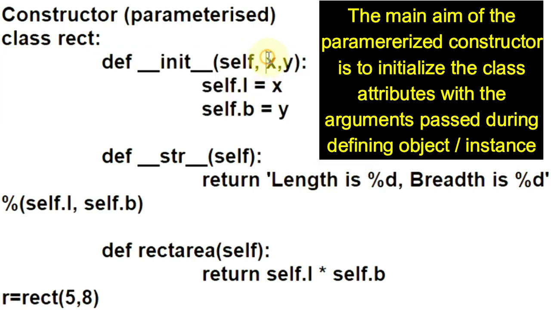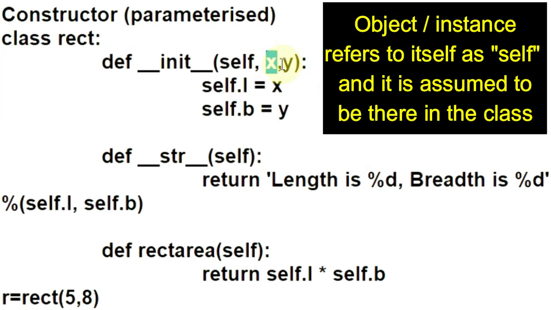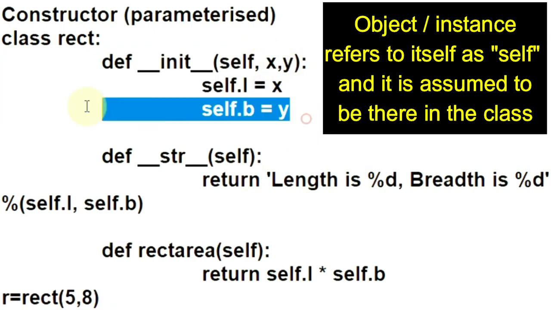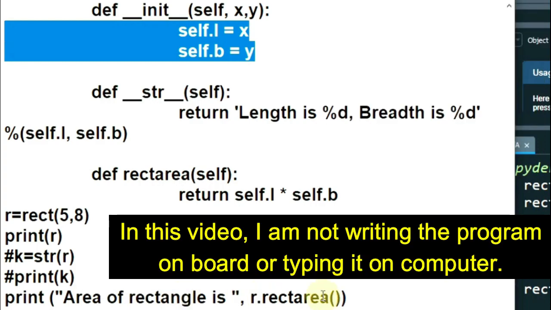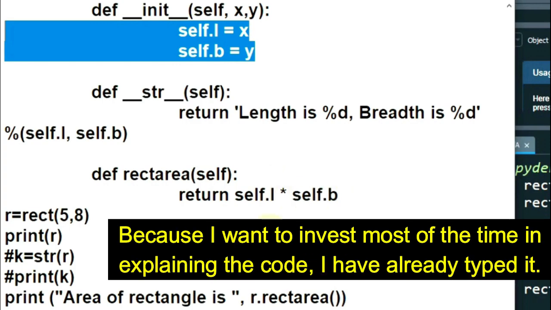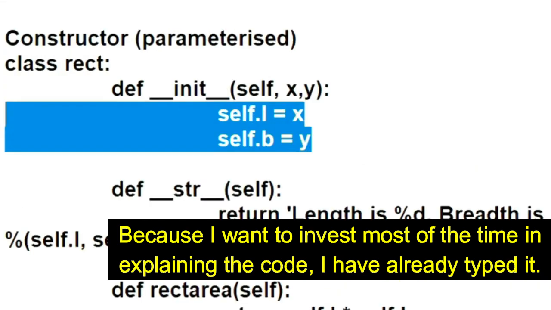So 5 is assigned to the parameter x, 8 is assigned to the parameter y, and from there they are assigned to the l and b attributes of the instance r. Here control will come. Area of rectangle is r.rectArea. So the rectArea function is invoked. Self.l into self.b, that is, the length and breadth attributes of the object r are multiplied and displayed. So you get the value 40.